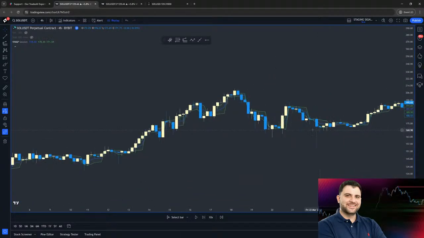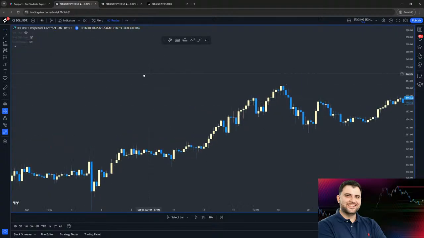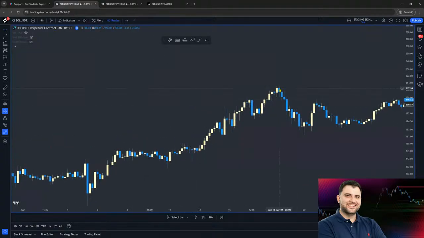Okay? Meaning, when price moves from here to here, let's disable VWAP. When price moves from here to here, we see the price candles, okay? But we don't know the volume. Like how much money went into this candle versus this candle versus this candle, etc.